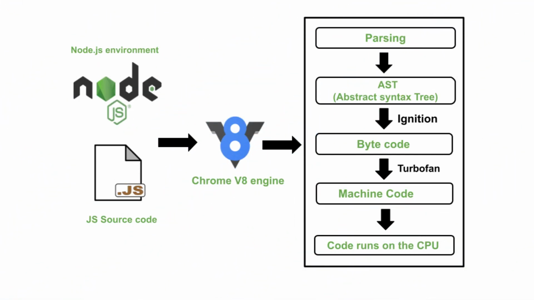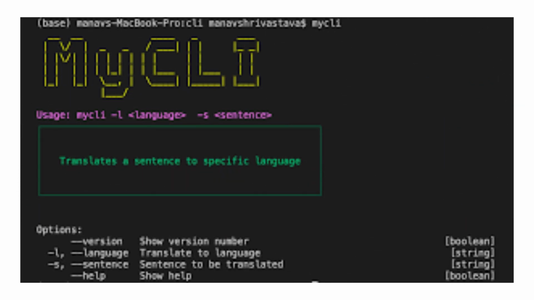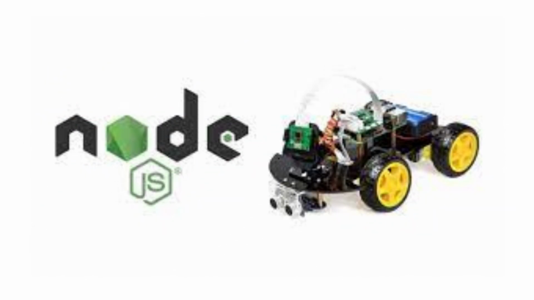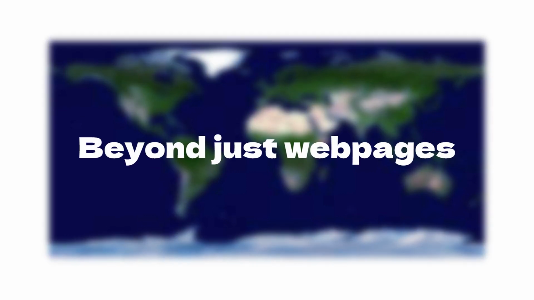Then Node.js. Node.js is a JavaScript runtime environment. That means we can run our JavaScript code outside of browsers. With Node.js, you can write JavaScript to build server-side applications, command line tools, and even control robots. This unlocks a whole world of possibilities beyond just web pages.